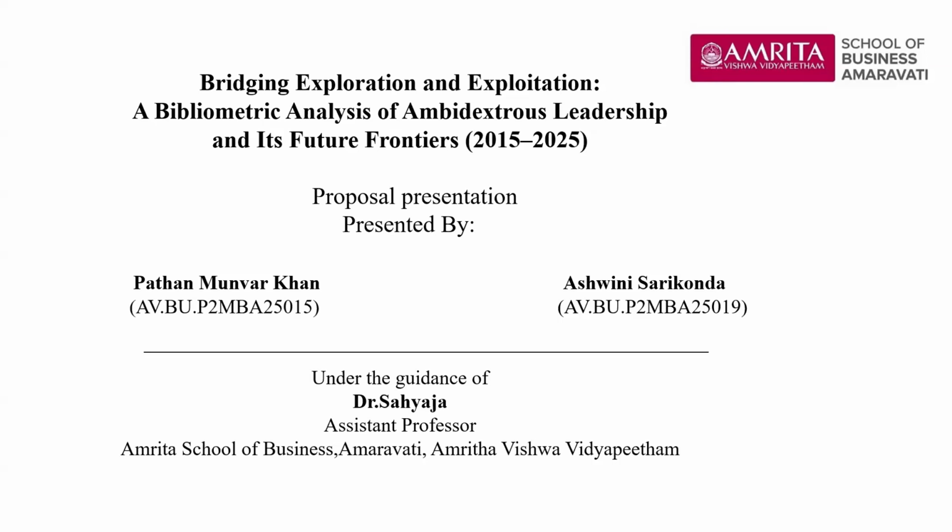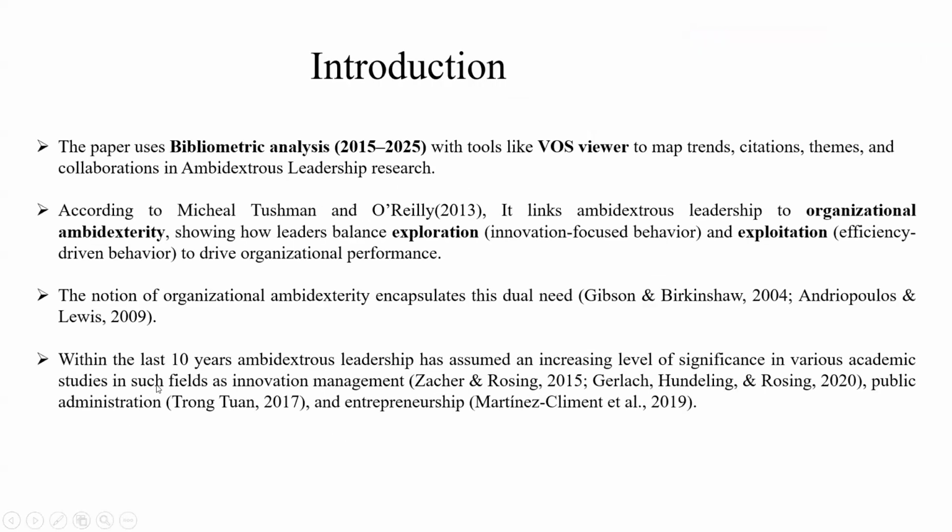I am Munawar Khan, and my paper title is the bibliometric analysis of ambidextrous leadership and its future frontiers, which is basically its boundaries. With the help of bibliometric analysis, we have taken papers from 2015 to 2025 and used the tool called VOSviewer to analyze the maps, trends, and citations to get the collaboration landscape of ambidextrous leadership research.